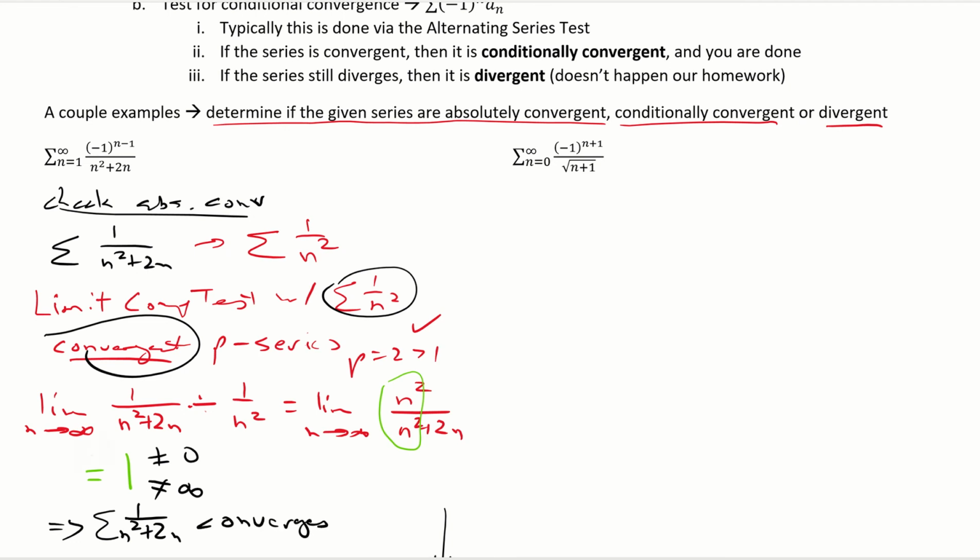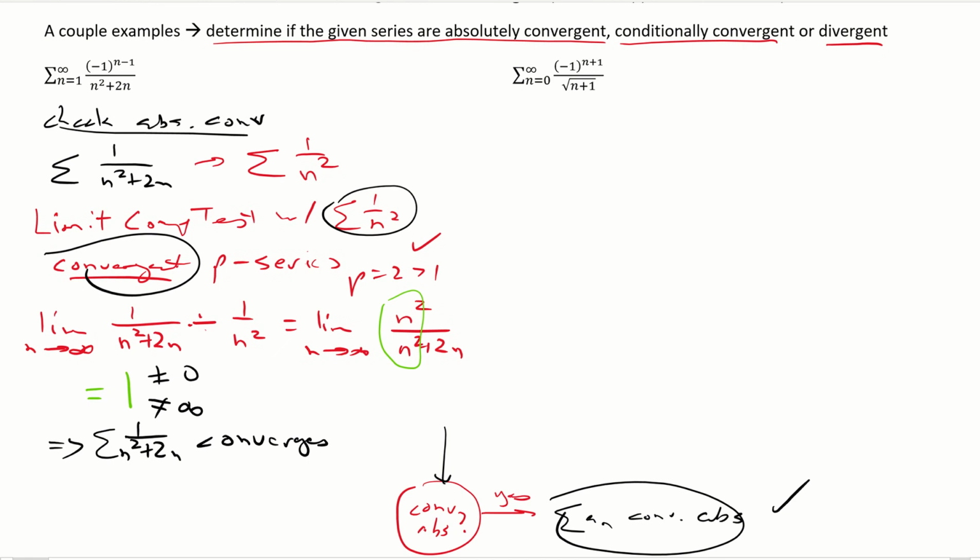Now remember what we were doing. Okay, we were doing this. Check absolute convergence, and it worked. So here we get to say finally, what happened is our decision went like this. Does it converge absolutely? The answer is yes.